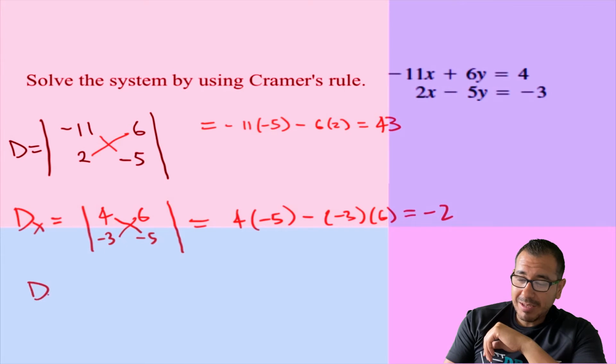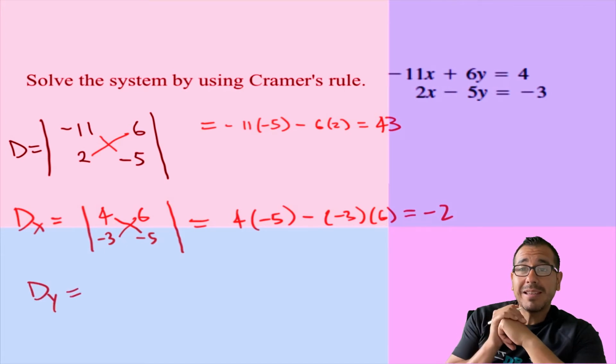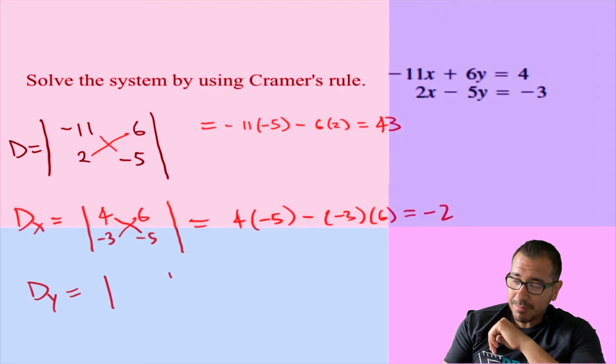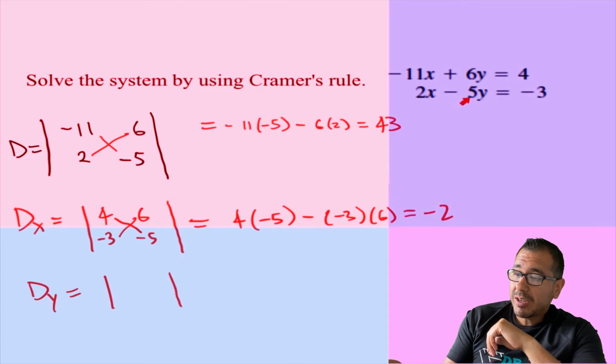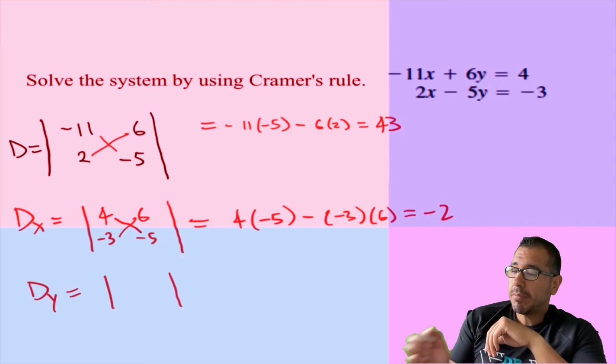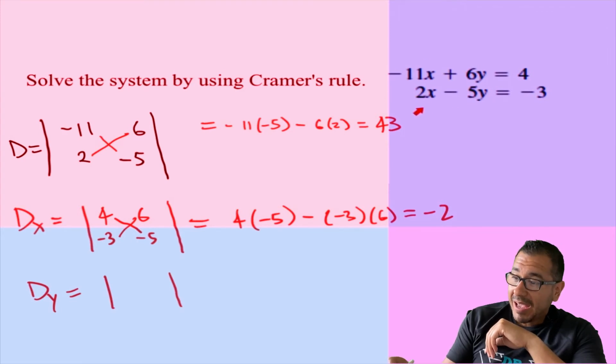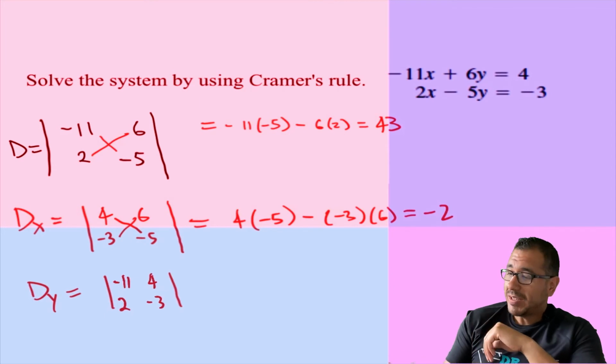Now let's calculate Dy. Let's set it up. Using that same idea that we just talked about, this time we're going to replace the y column. So these y coefficients are going to get replaced by our constants over here. That 4 and -3 are going to replace the 6 and -5. And the x's stay the same. So let's copy down that first column, -11 and 2. And then our y's are getting replaced with that 4 and that -3. And once again, we take that determinant.